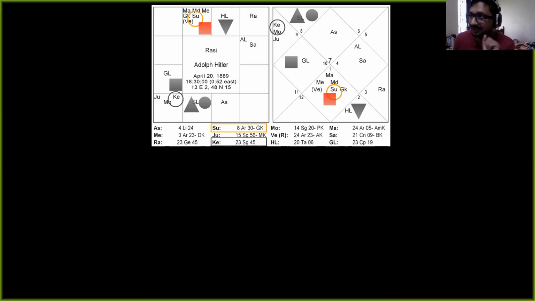Now what happened in Hitler's case? There was some sound issue. Okay. So I was saying that you can also consider the invisible influence of Mars, because the Mooltrikon Rashi of Mars is Aries. Now we know that Mars has its Mooltrikon in Aries. It is exalted in Capricorn. It is debilitated in Cancer. It is also lord of Aries and Scorpio.